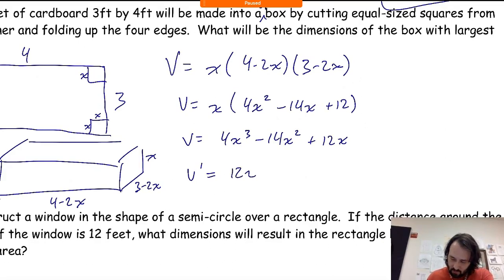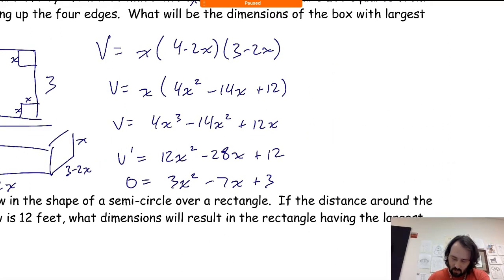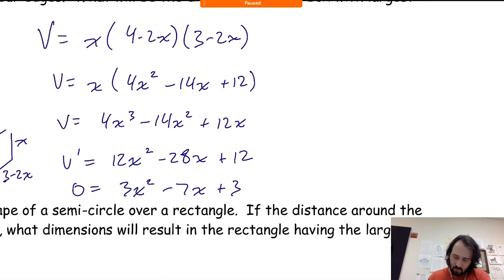So I have 12x squared minus 28x plus 12. And I need to figure out where this is equal to 0. I'm going to go ahead and divide everything by 2, and then by 2 again eventually. Yeah, so let's just divide it by 4. Okay, so that'd be 3x squared minus 7x plus 3. So let's see, does this factor 3 and 1?